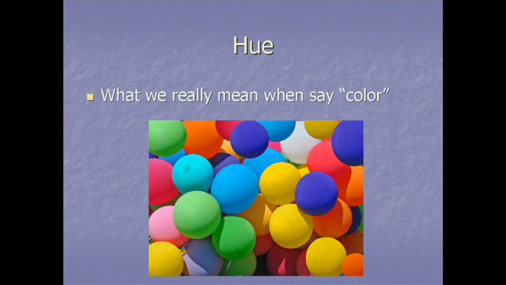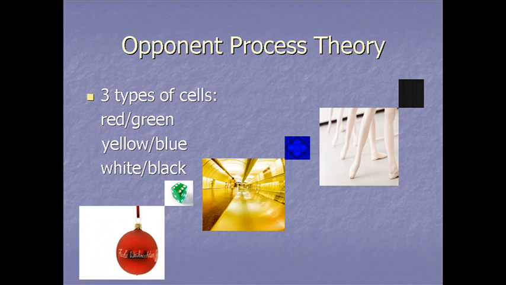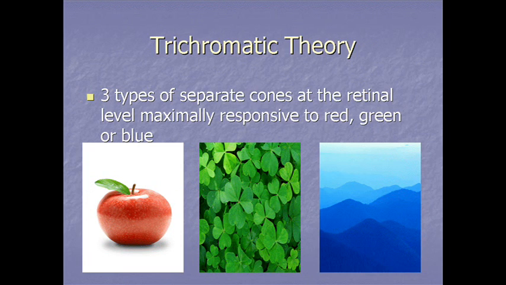How do we see color? Well, there are two major theories that have been offered: the trichromatic theory and the more complex opponent process theory. The trichromatic theory states that at the retina level, we have three types of specialized cones. These cones each give a maximum chemical response to blue, green, or red.